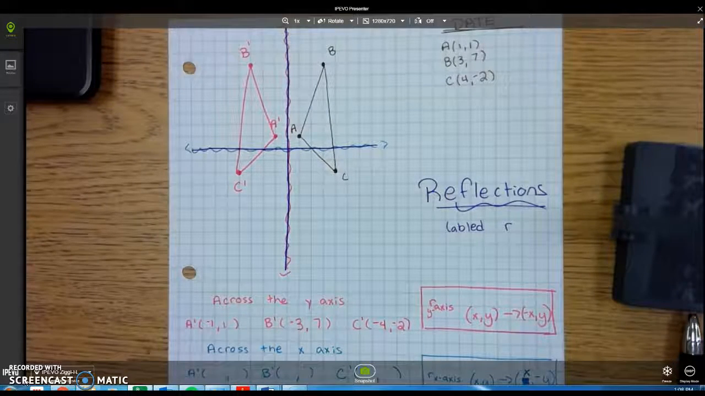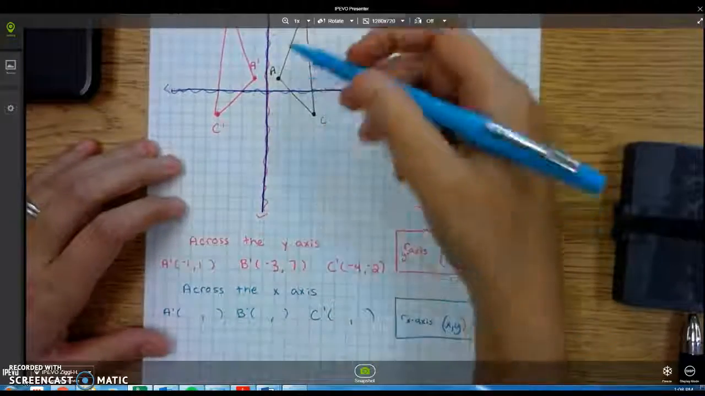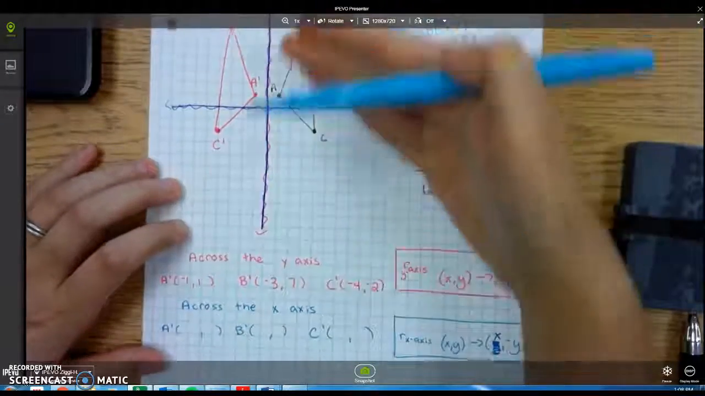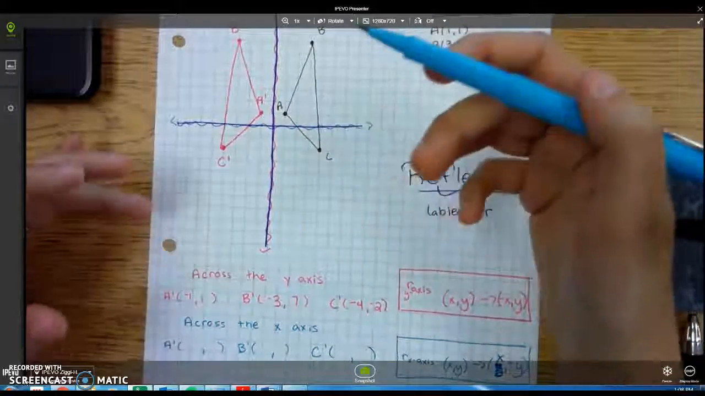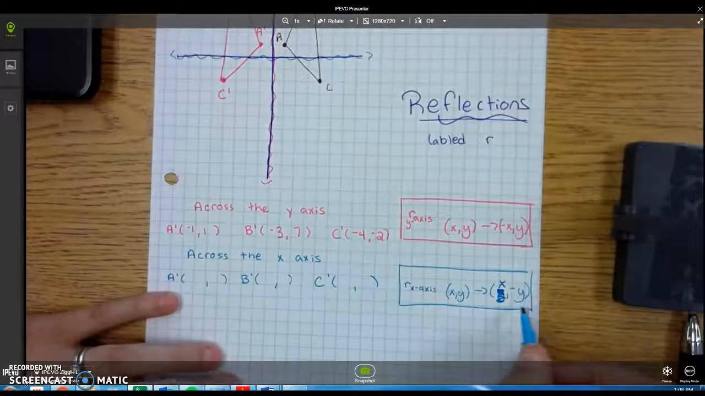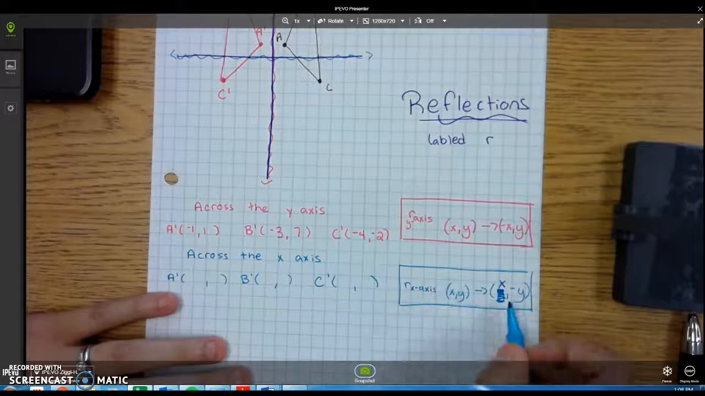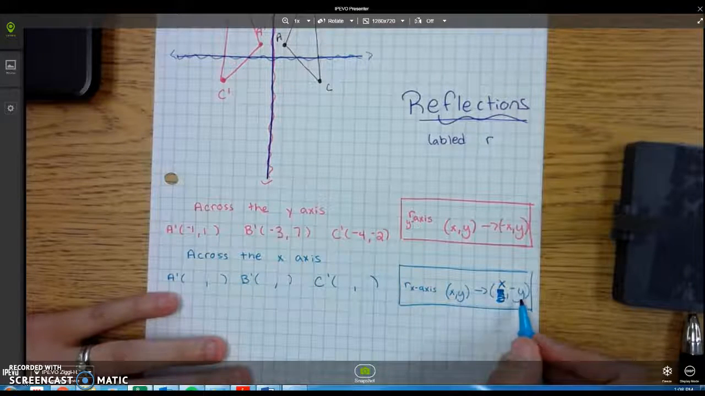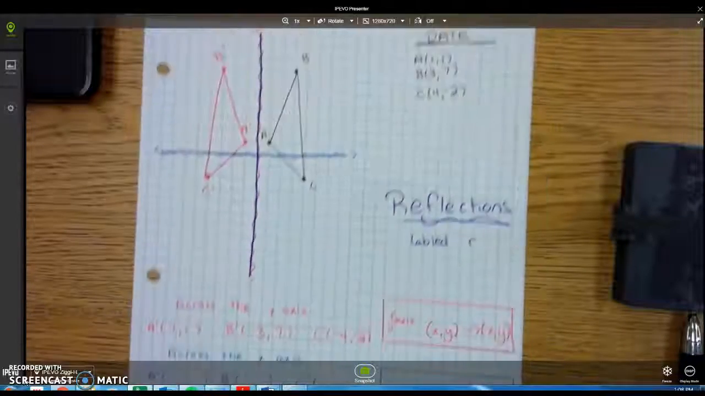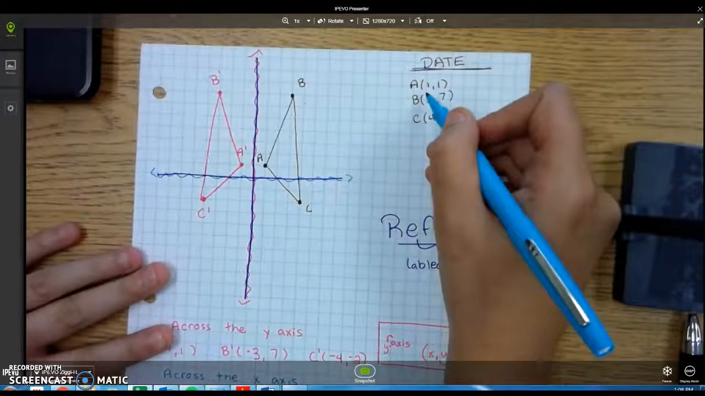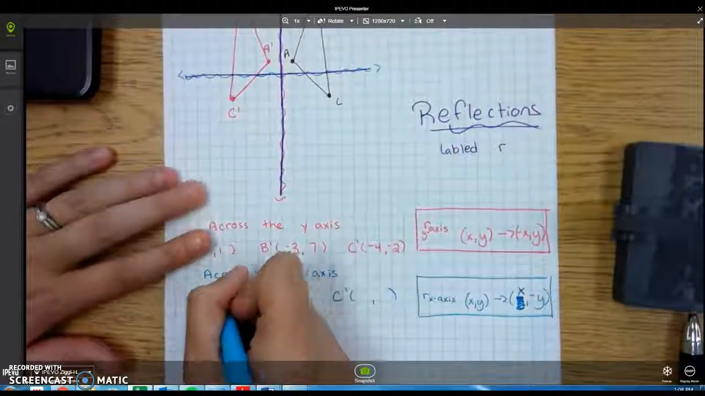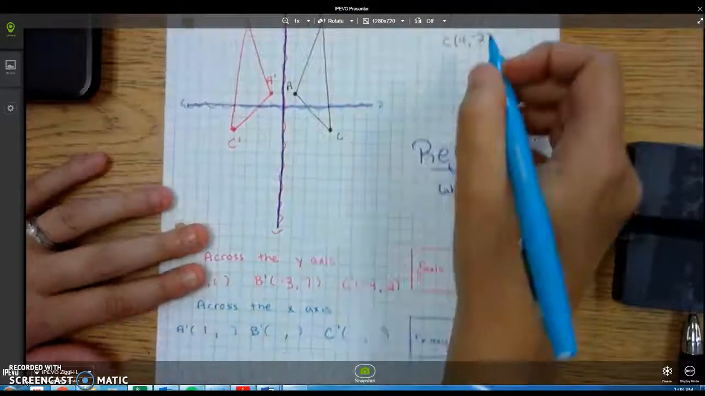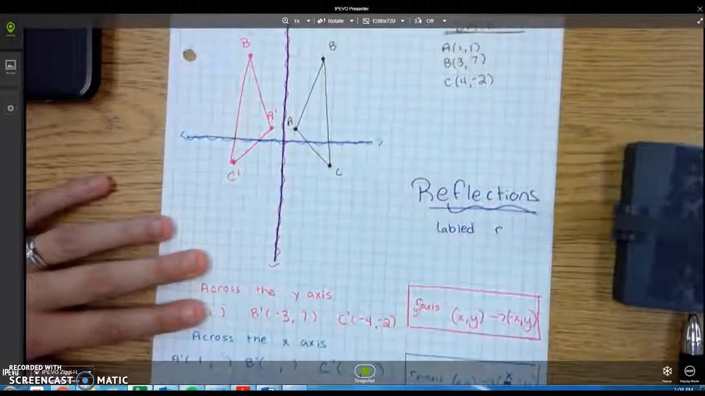Now we're going to do across the x-axis. That means I'm flipping this way, right? My x values will stay the same, my y values have changed because the height has changed. So, right here, my x value stays the same, my y value negates. That's the rule that I have. So we're going to go ahead and do that rule. X value stays the same, 1. Y value negates, 1 becomes negative 1.